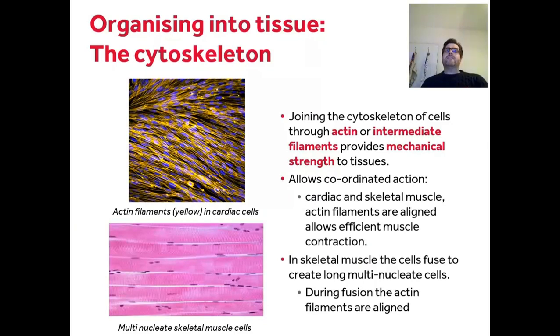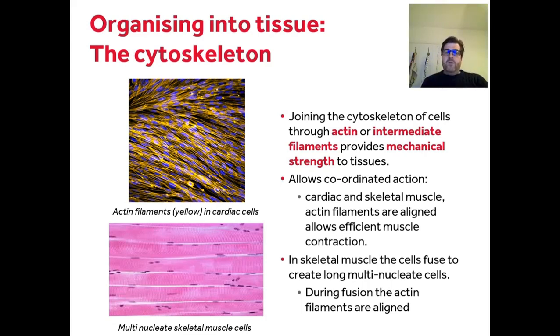So again, the cytoskeleton is vitally important in organizing into tissues. And probably the simplest example here is joining the cytoskeleton of neighboring cells to each other. And this can be done by directly joining the actin filament network, or as often as not, the intermediate filament network between cells that provides both mechanical strength to tissues, but also can aid communication and organ function.